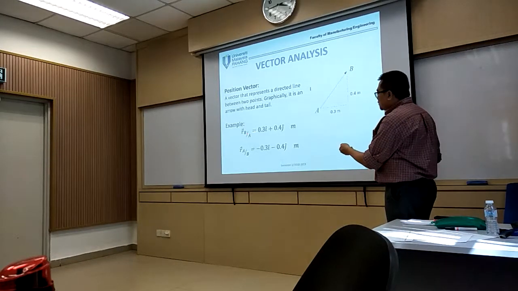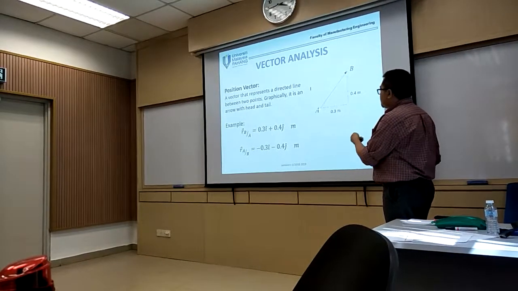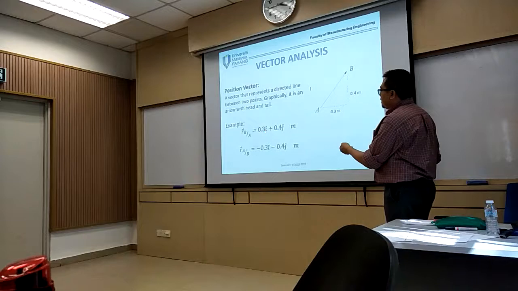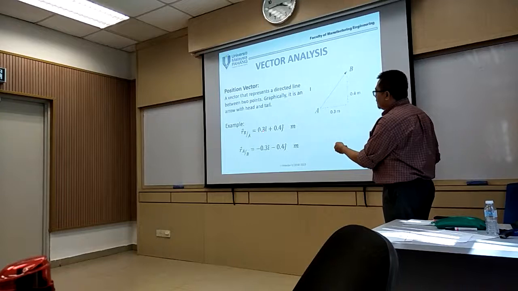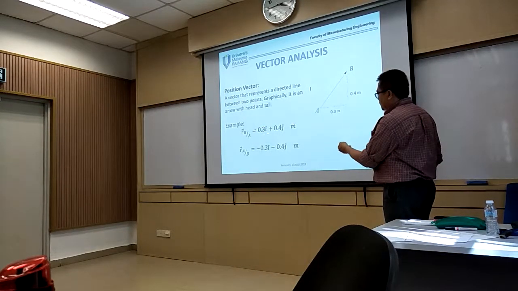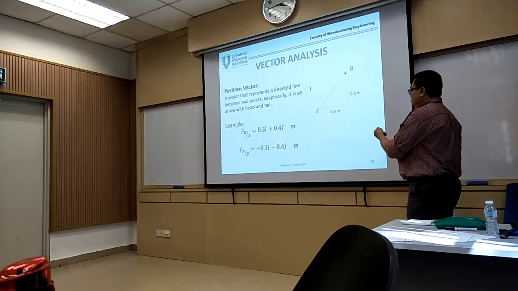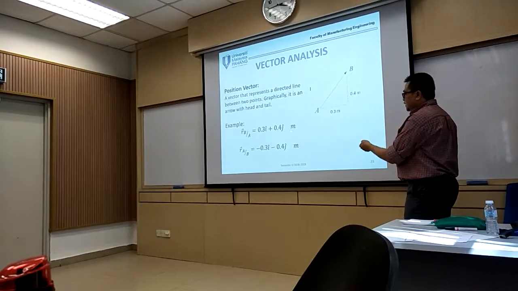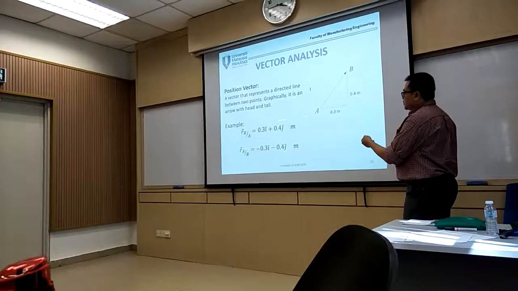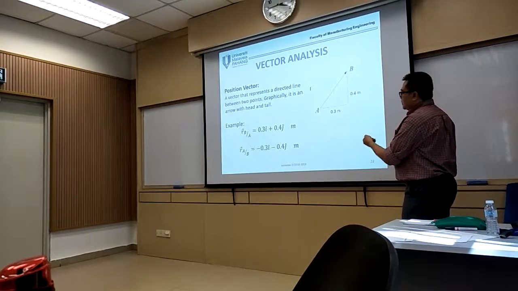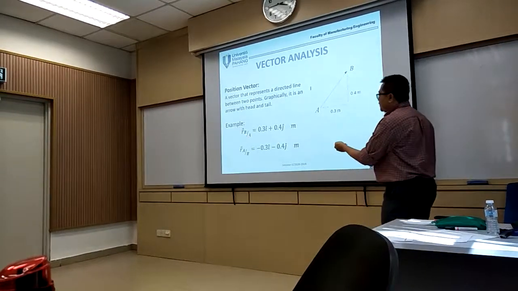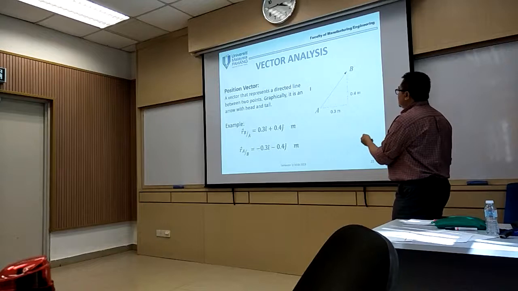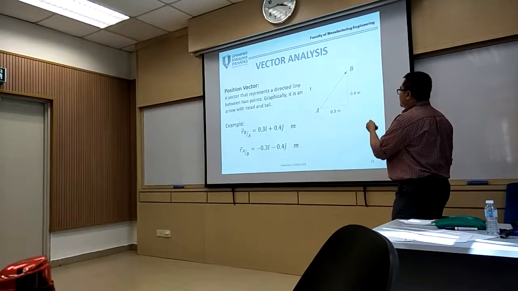We need to write it down in components because this is planar, so there are only two components, i and j. We need to write the length in i, which is 0.3, and the length in j, which is 0.4. So we write it down like this. In the Hibbeler book they also write it like this. So it's basically from A to B, this is the position vector.